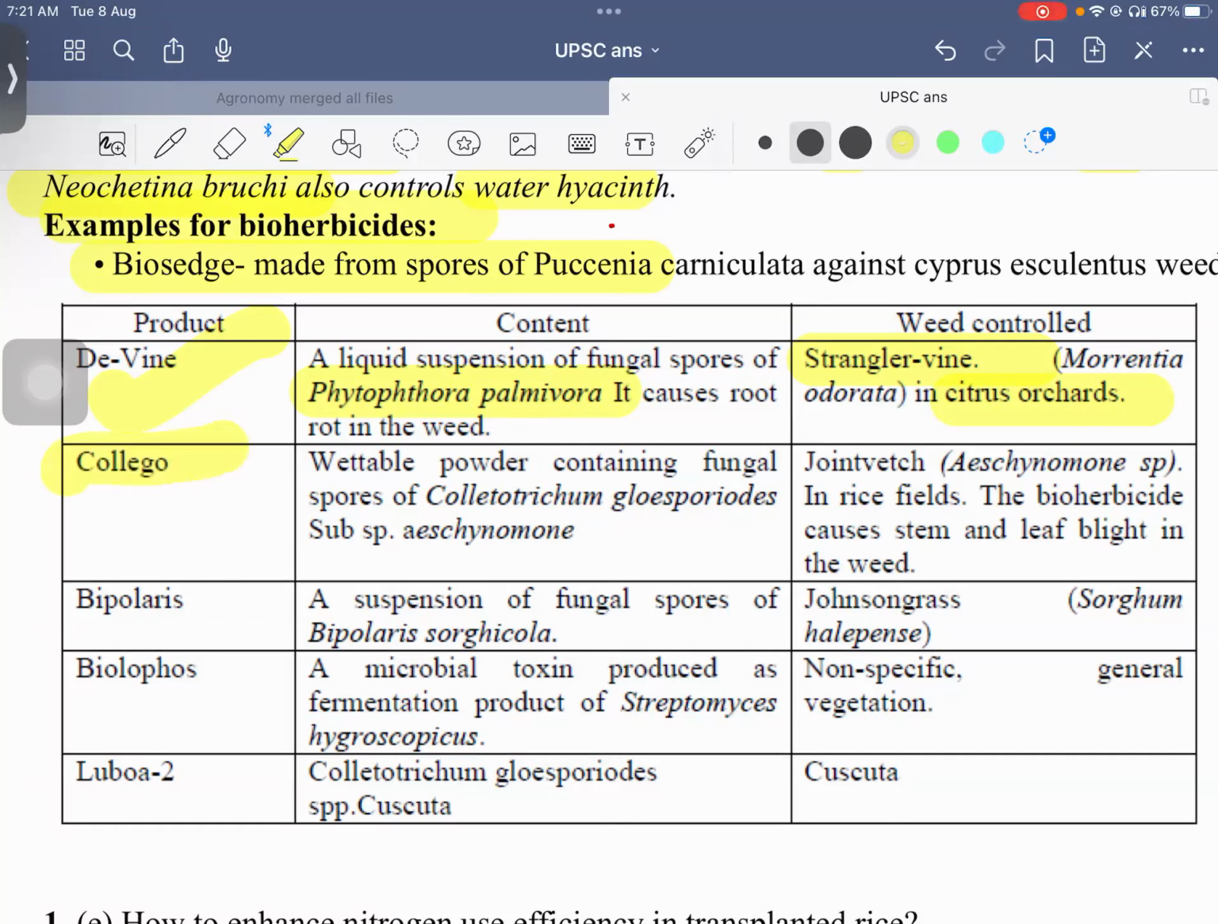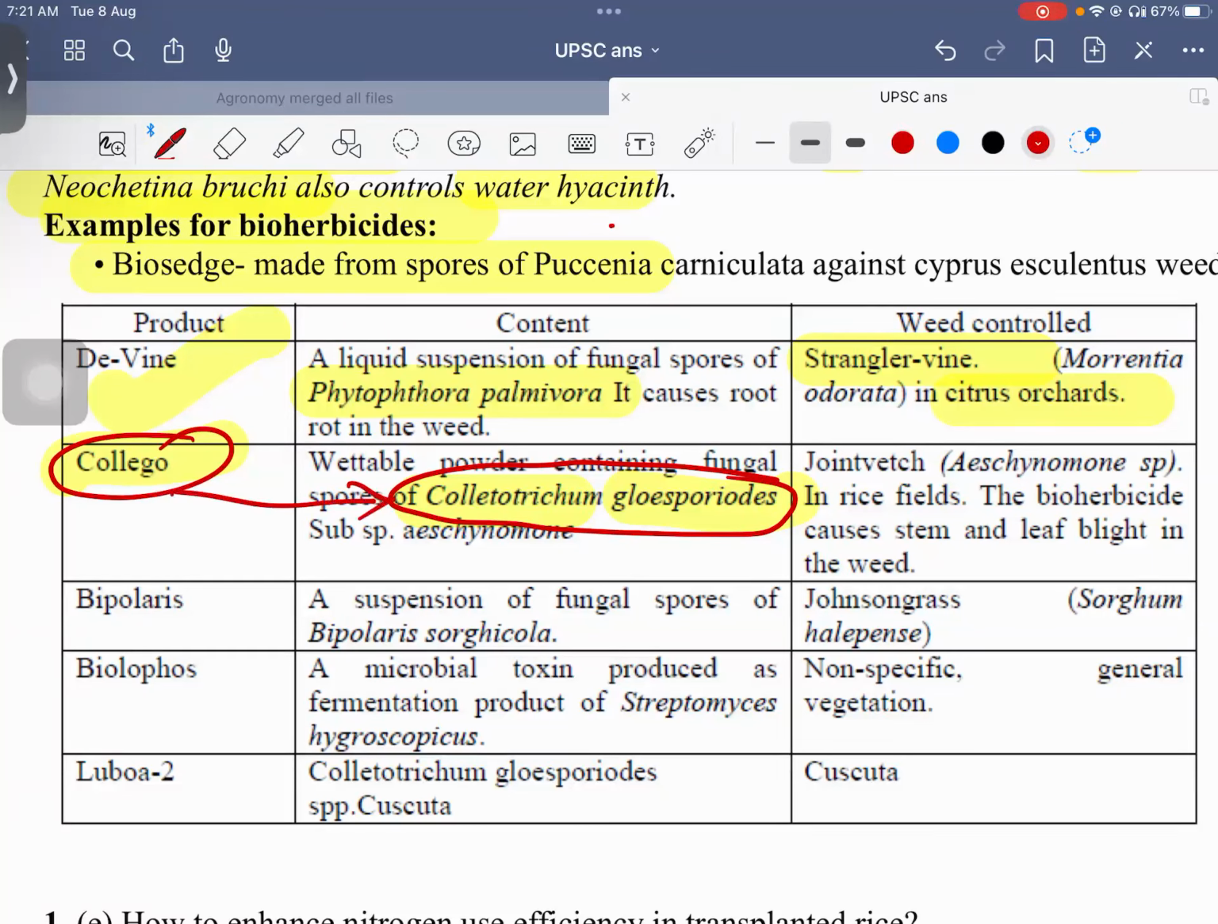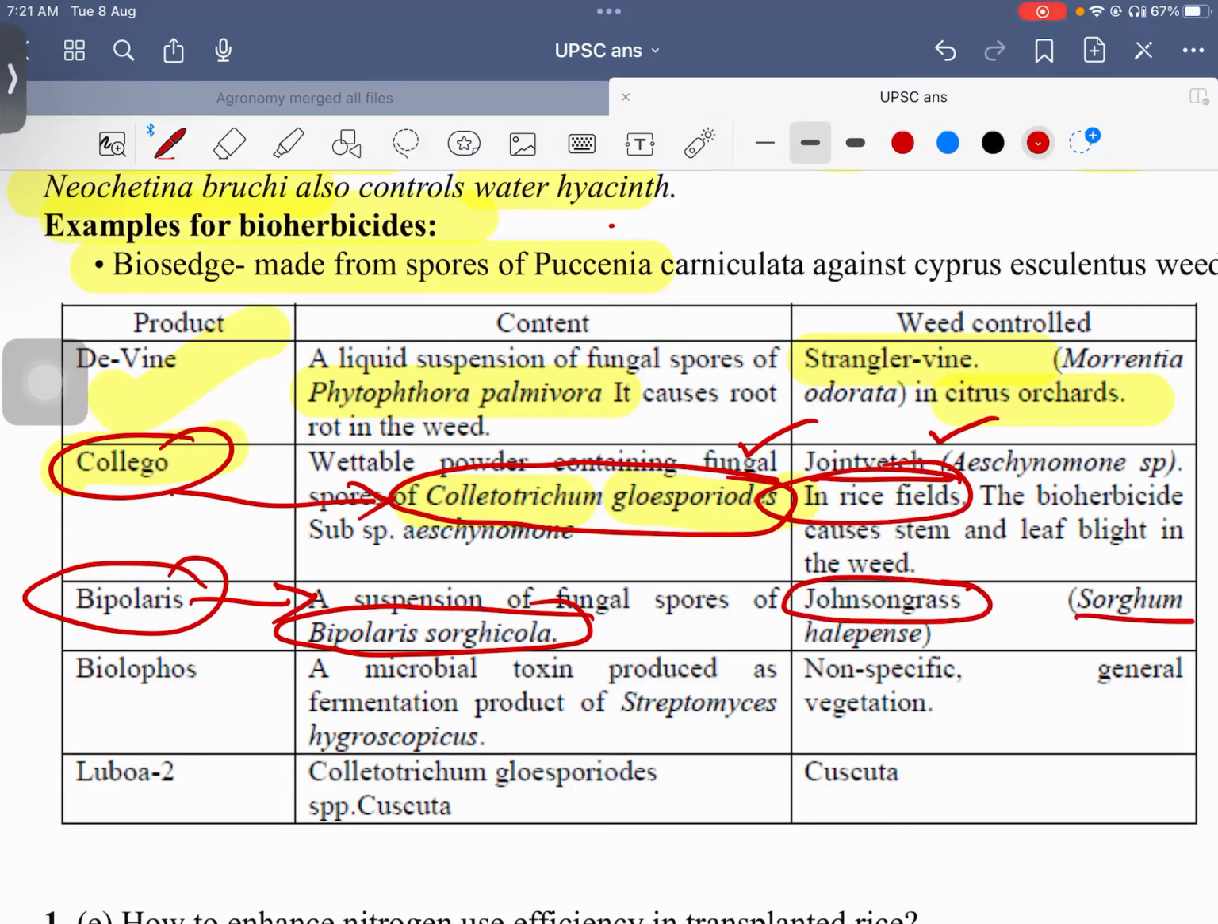And then Collego. It is a powder containing Colletotrichum gloeosporioides. Sometimes you may find it difficult. Just remember Colletotrichum gloeosporioides and Collego, which have some relation. Here also Bipolaris sorghicola, which also has a relation. Collego, Colletotrichum gloeosporioides, controls joint vetch, mostly in rice fields. And then Bipolaris sorghicola controls Johnson grass, or Sorghum halepense.